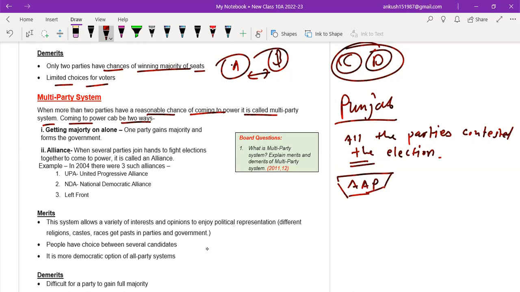Aam Aadmi Party grabbed the opportunity there.